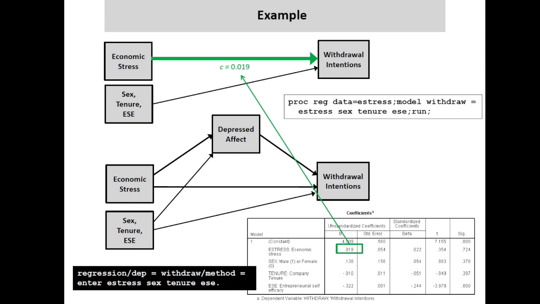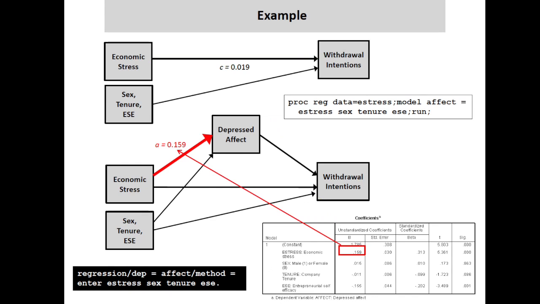So when we regress withdrawal intentions on economic stress, we get C of 0.019. I don't know if you can see that in the green, but there it is. And that comes from this regression where I'm predicting withdrawal intentions from economic stress plus these confounders. Here's an SPSS command that generates that output using these data. So that's the total effect of economic stress on withdrawal intentions, holding constant sex, tenure, and entrepreneurial self-efficacy.